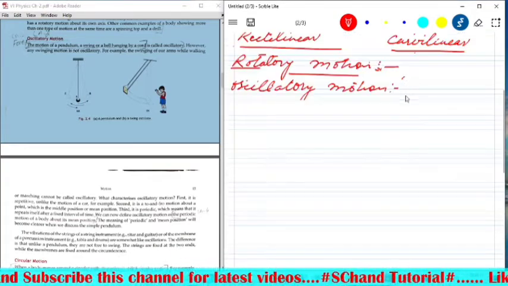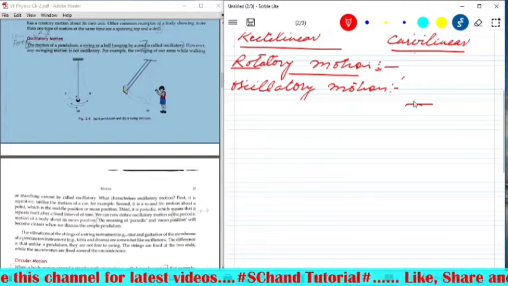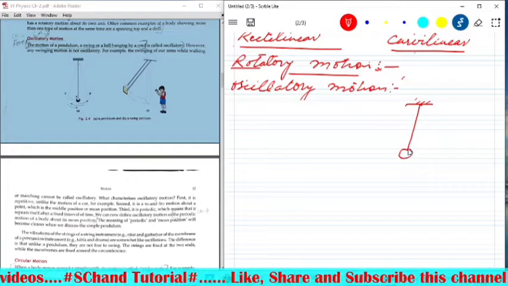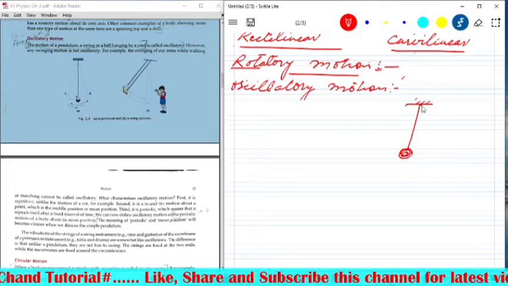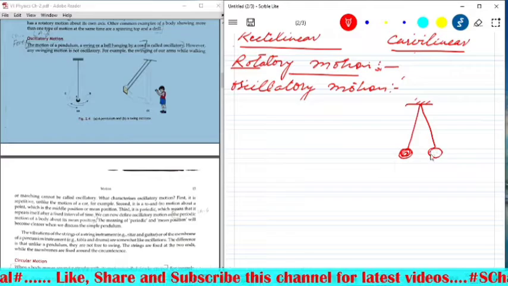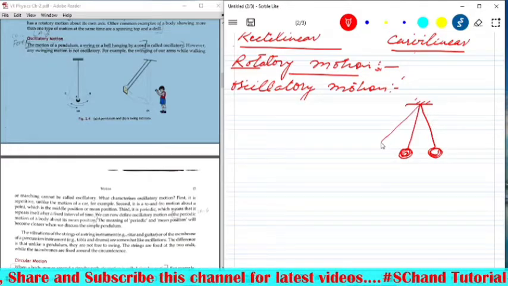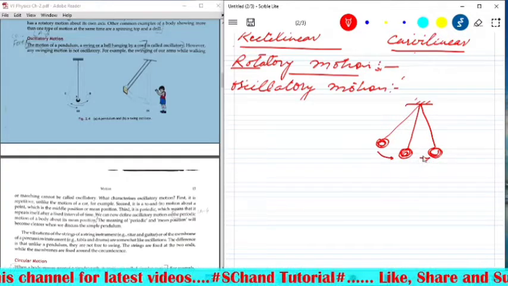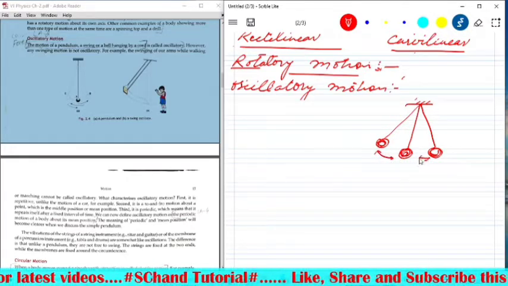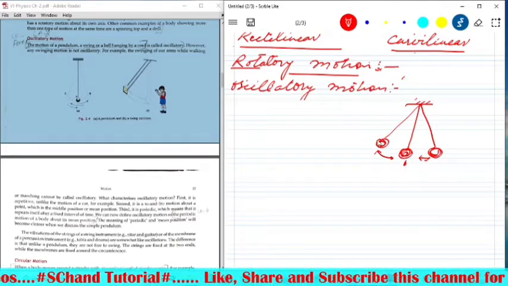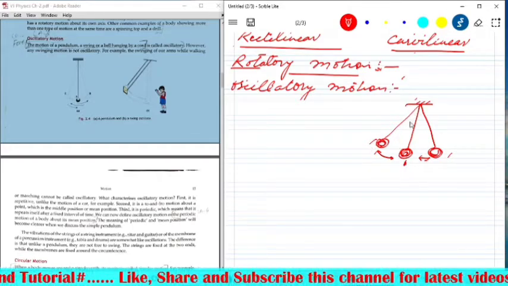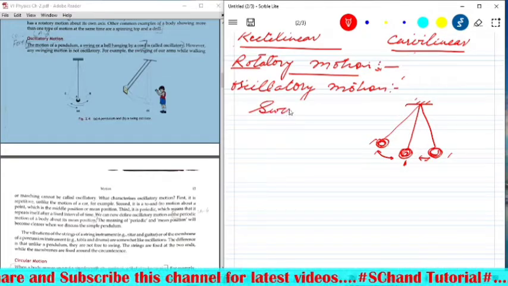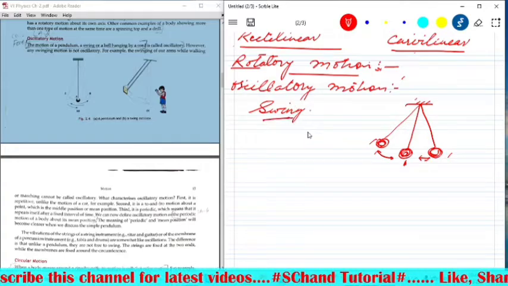For example, if we take a simple pendulum, the pendulum has a fixed spot and a string with a metal bob. This pendulum is moving to and fro, going and coming back. This is the main position and these two are the extreme positions. The motion of a swing is one example of oscillatory motion.